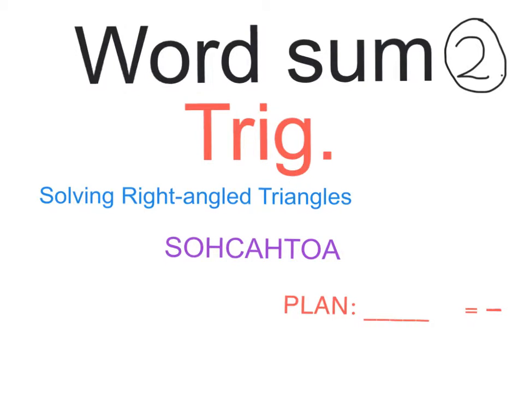It is a word sum in trigonometry, solving right angle triangles. To solve any right angle triangle, you need to remember your ratios. This rhymes: SOHCAHTOA. Sine is O over H, cos is A over H, and tan is O over A. And then I usually use the plan to solve any right angle triangles.